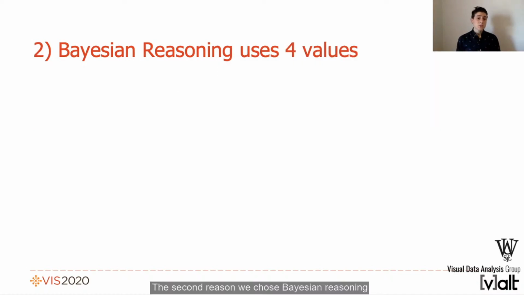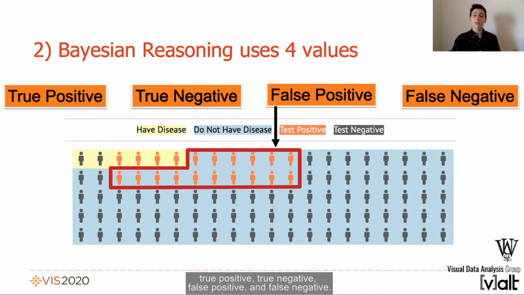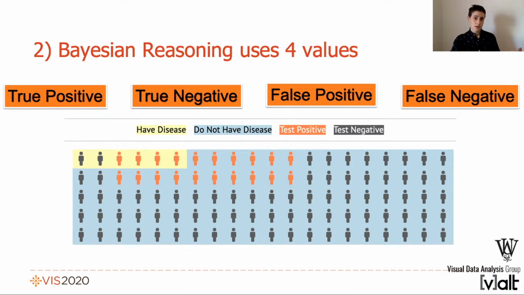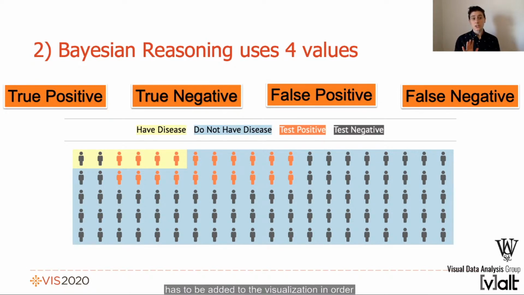The second reason we chose Bayesian reasoning as a testbed is because, on a basic level, it relies on communicating to the user 4 values: true positive, true negative, false positive, and false negative. So long as your visualization communicates these 4 values, the user has all the information they need to perform a Bayesian reasoning task. In other words, no additional information has to be added to the visualization in order for it to support Bayesian reasoning.